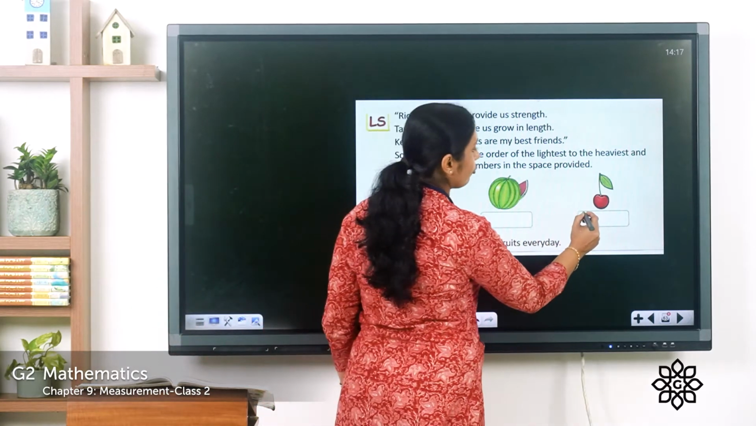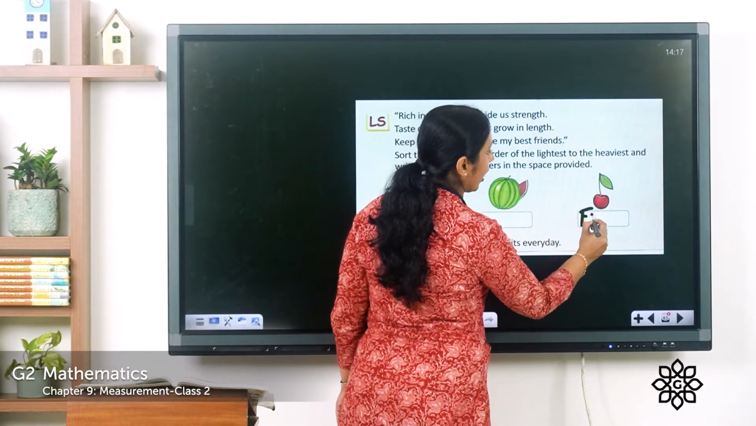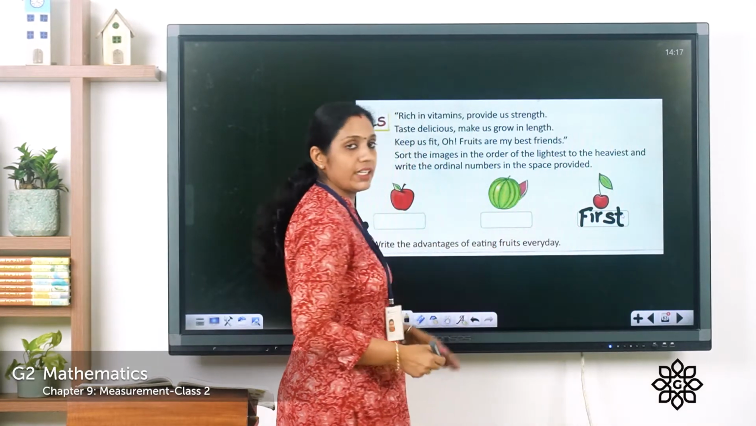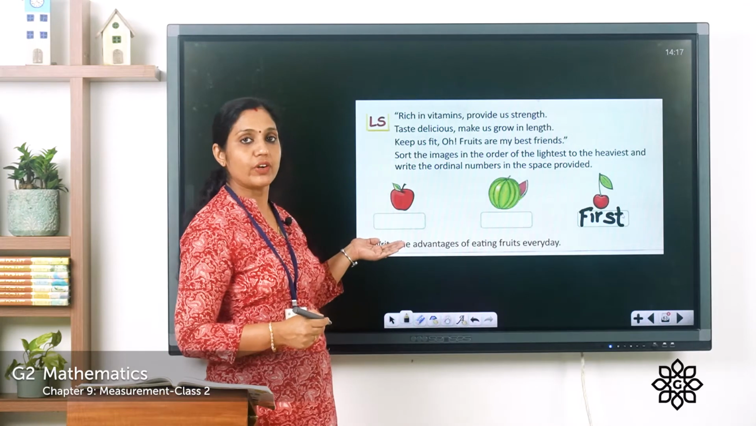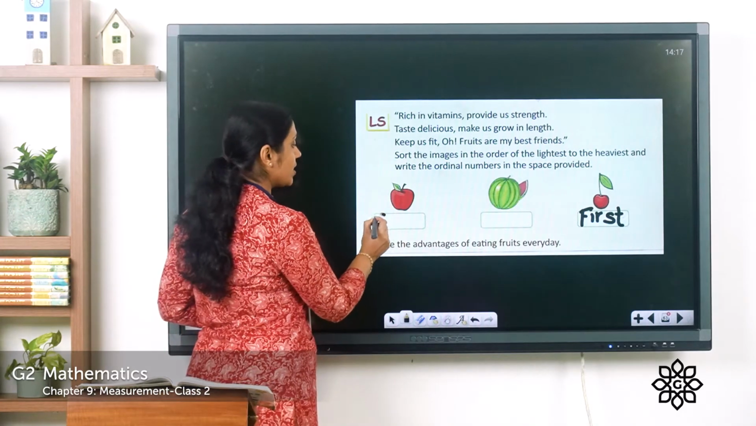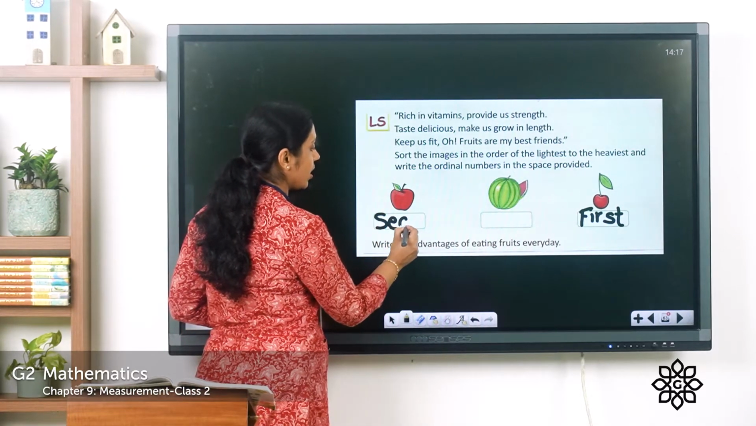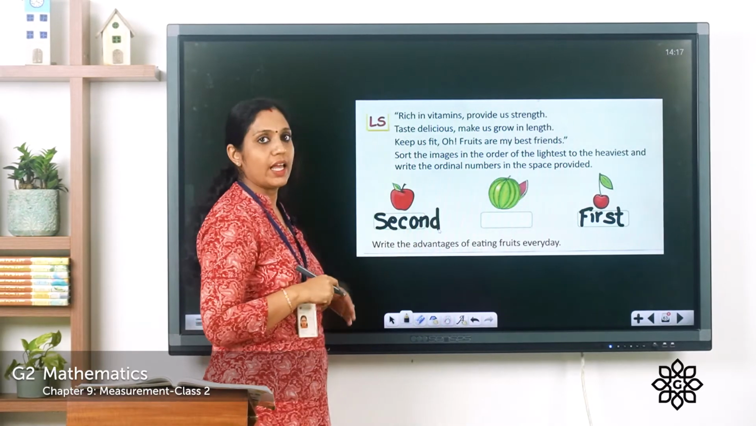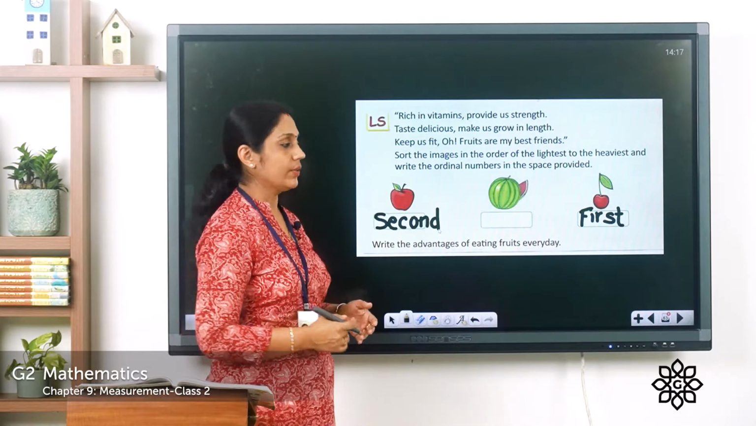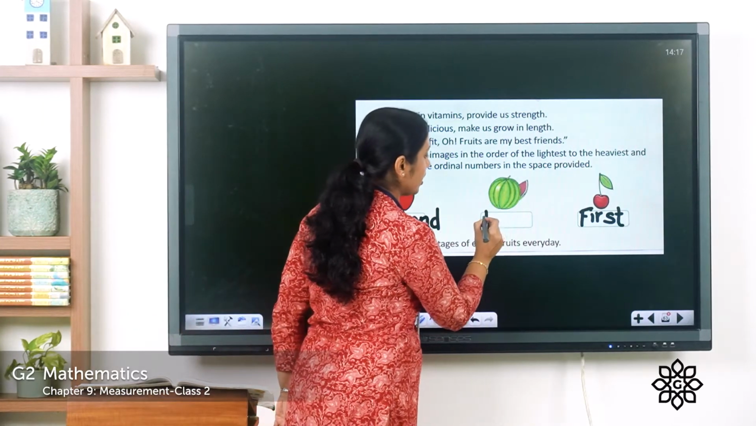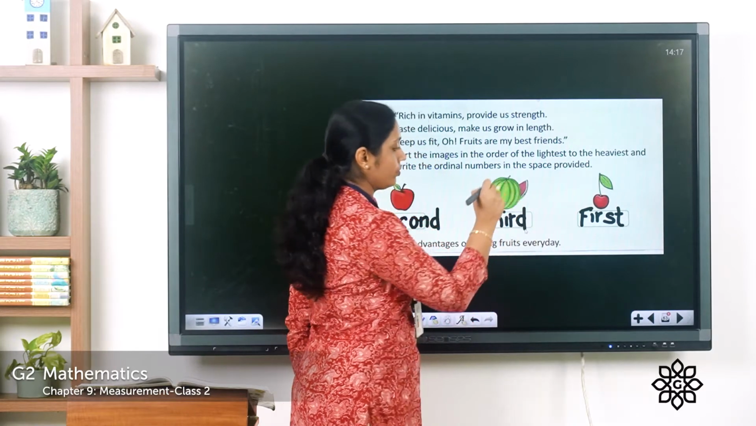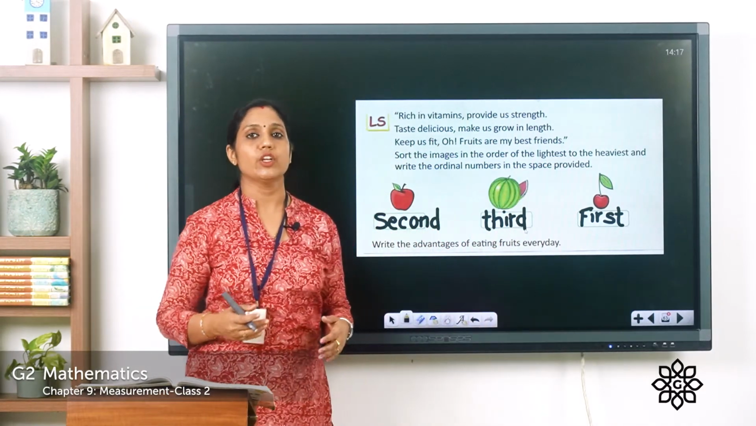And what's the spelling of first? F-I-R-S-T. And then comes the apple. So we have to write here second. S-E-C-O-N-D is second. And we have to write here third. So what is the spelling of third? T-H-I-R-D. So this you can write down in your textbook itself.